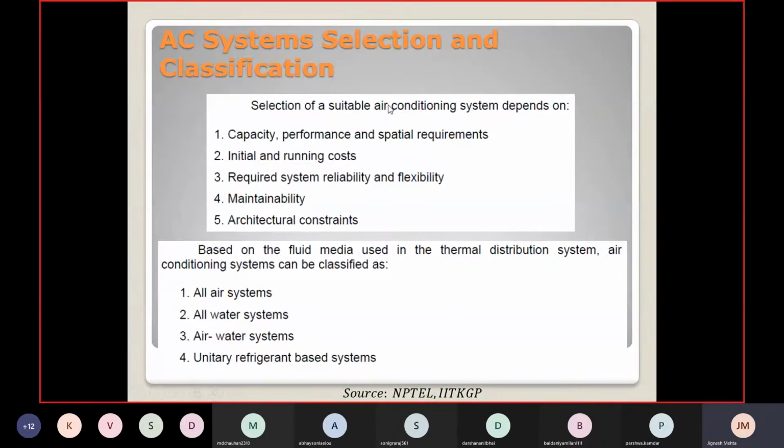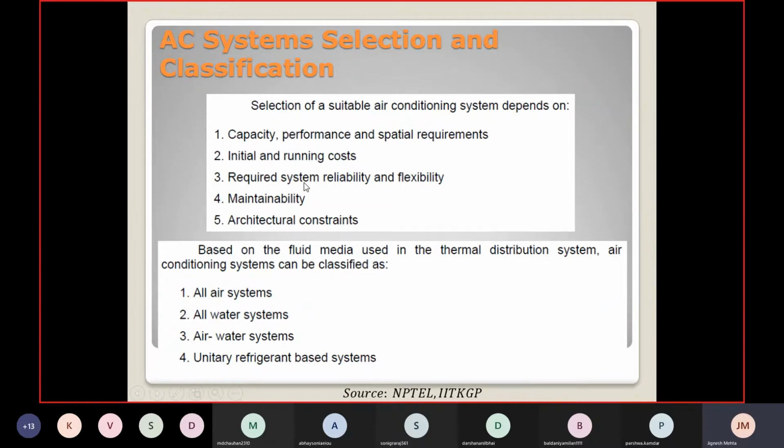Now, air conditioning systems selection and classification. How will you select an air conditioning system for your need? It depends upon, one, the capacity required, second, performance requirements, and spatial requirements. That is, you should be able to fit a given system in the restricted space that is available to you. Second is initial and running costs. Obviously, when you buy it, what is the cost, how much you have to spend, and while it is running, what is the electricity bill and the maintenance costs you have to incur. So that could be one of the criteria of selection.